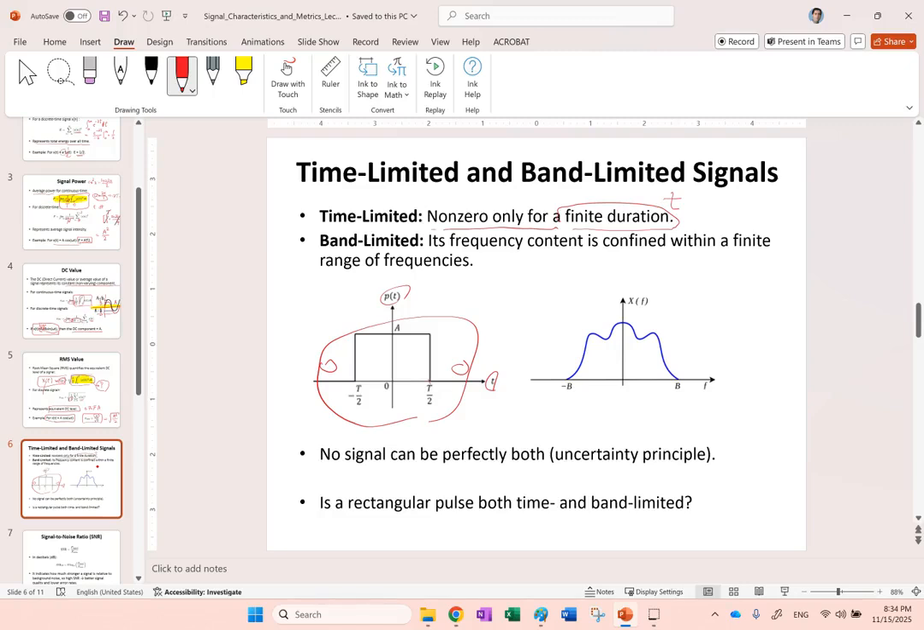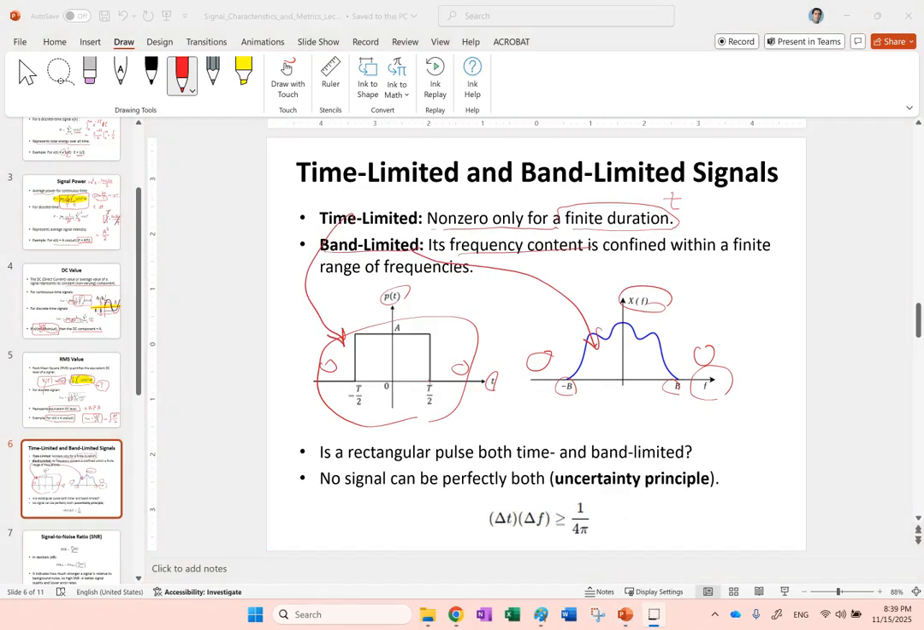So a rectangular function is clearly a time-limited signal. On the other hand, band-limited means the frequency content of the signal is limited. So if you plot the magnitude of the Fourier transform versus f, clearly, again, in some range it is non-zero. Outside that range, there is no frequency in the signal. So this is band-limited. This guy is time limited.